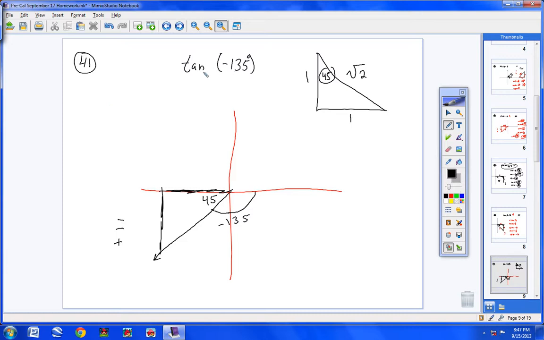So finding the tangent of negative 135 is the exact same thing as finding the tangent of 45, as long as you realize that in this quadrant, tangent is positive. So I really have tangent of 45 degrees. So here it is right here. Opposite over adjacent, so 1. So the tangent of 45 is 1, and in this quadrant it's positive. So there we go. So the tangent of negative 135 is 1. You just found the tangent of negative 135.